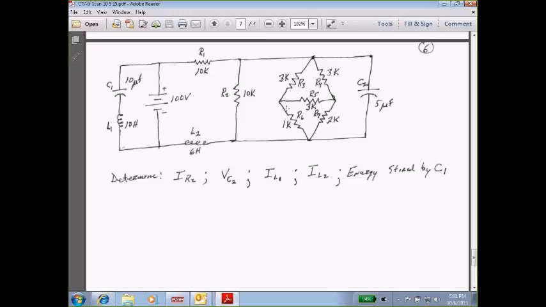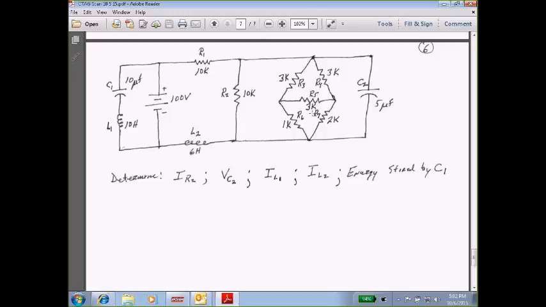Now, the first question we need to ask ourselves, is this a balanced bridge? Because if it is a balanced bridge, then R5 would have 0 current through it and 0 voltage dropped across it. Well, if it's a balanced bridge, then R3 over R6 would have to equal R4 over R7. So we're asking ourselves, is 3K over 1K equal to 3K over 2K? Obviously it's not. So it's not a balanced bridge. So there is current flow through R5, and there's a voltage drop across it.